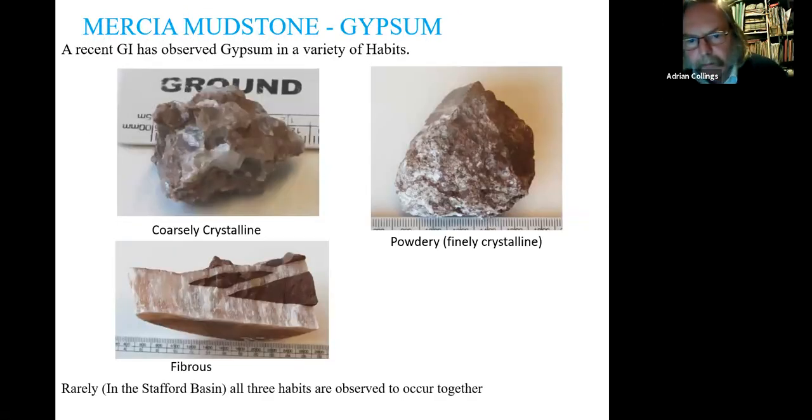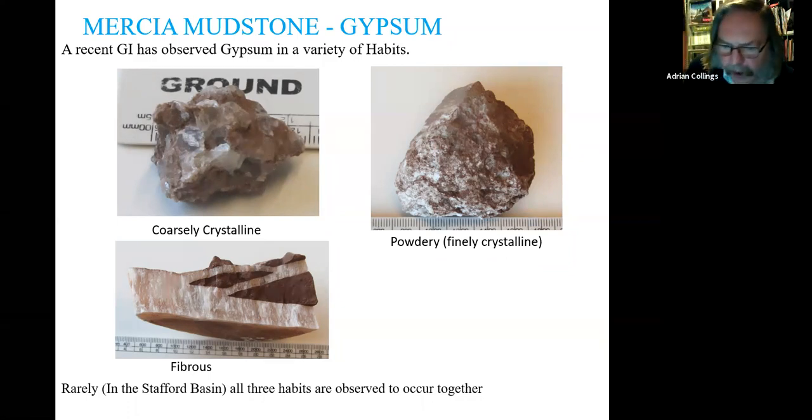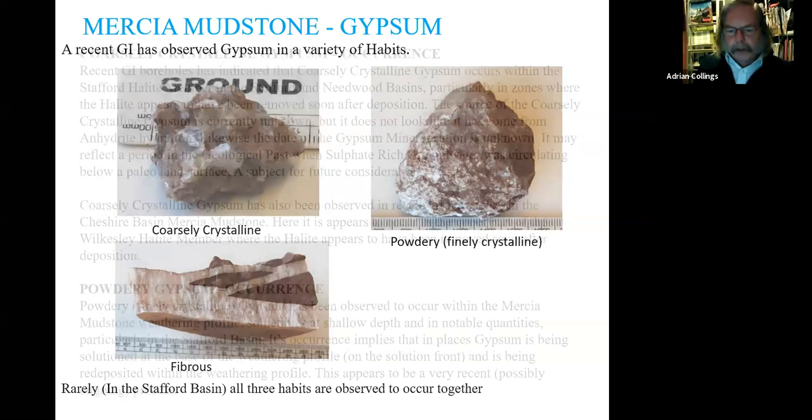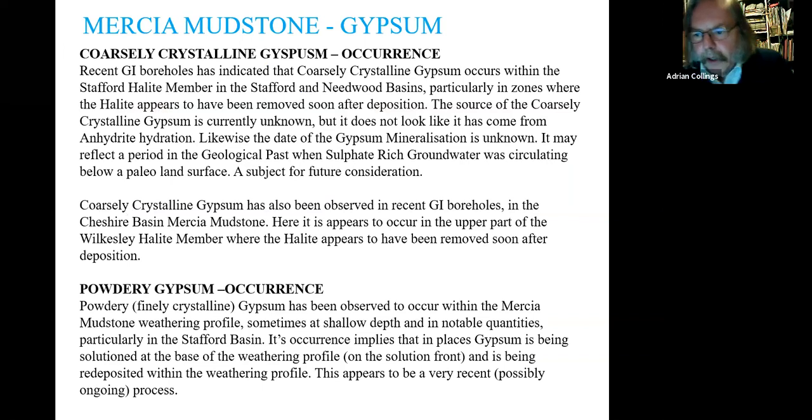Also, recent GI has observed gypsum in a variety of habits. You have the coarsely crystalline version, which I mentioned earlier, the fibrous version, which I've also mentioned earlier, but you also observe a powdery or finely crystalline version. And then, say in the Stafford Basin, all three habits are observed to occur together in a few places. These notes are about the occurrence of the coarsely crystalline gypsum.